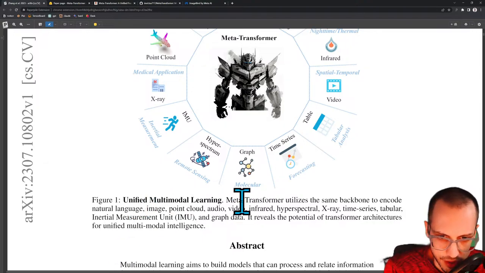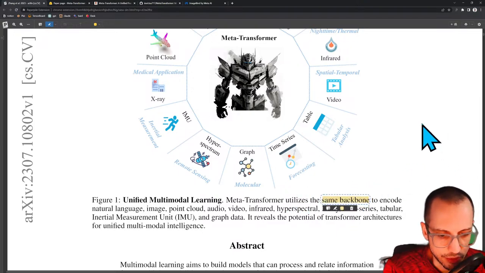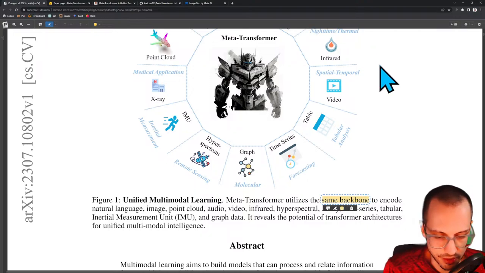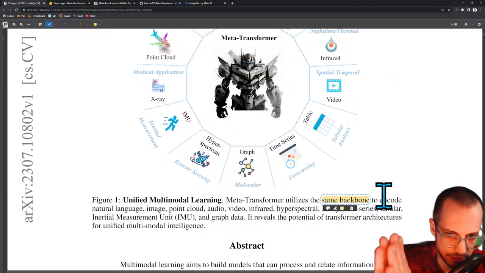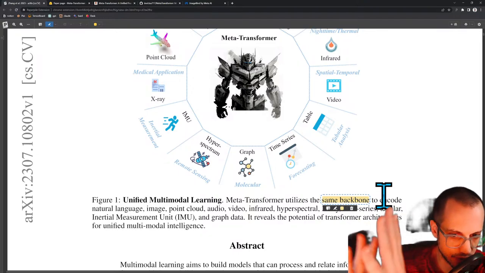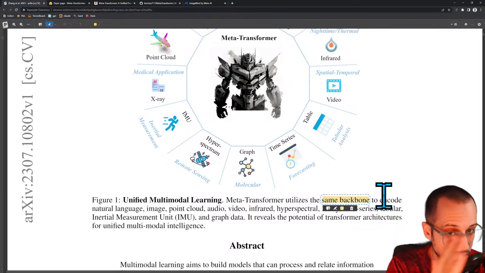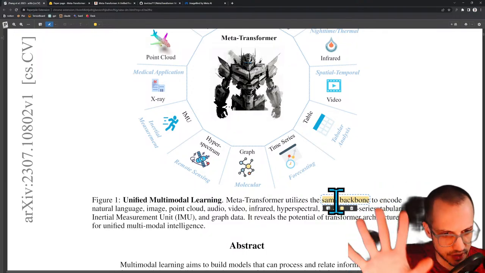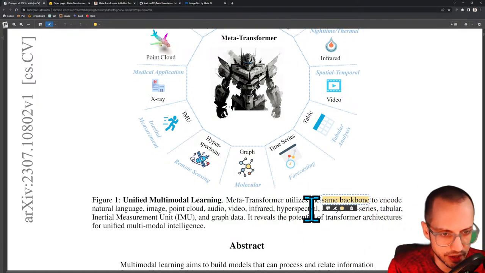Okay, so we got figure one. MetaTransformer utilizes the same backbone. Backbone generally refers to the part of the neural network that is closer to the data. In most neural networks you have many, many layers, and some of them are closer to the input, which is the data, and some are closer to the output, which is sometimes called the target, or really whatever you're trying to do. So the backbone is the part at the beginning.